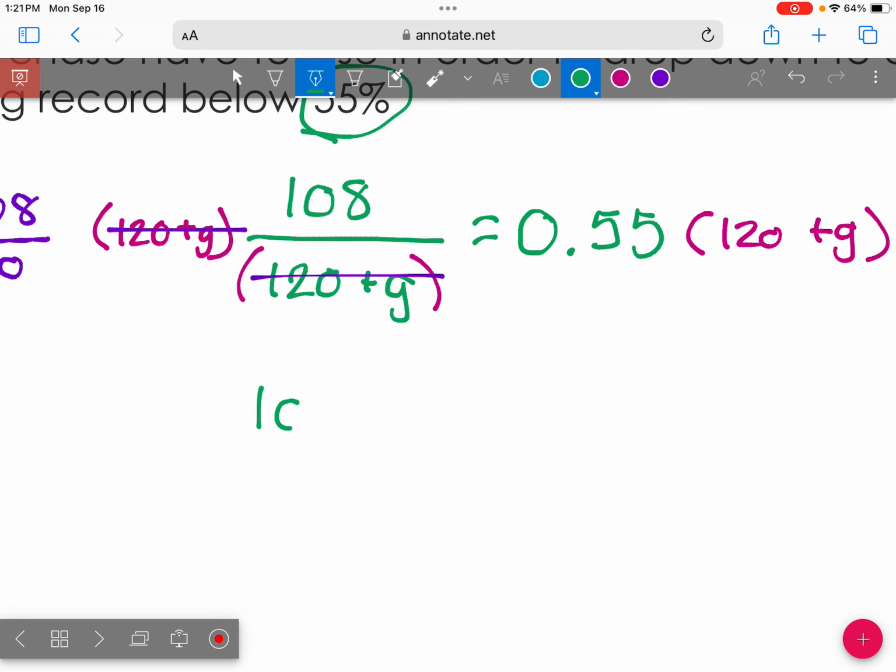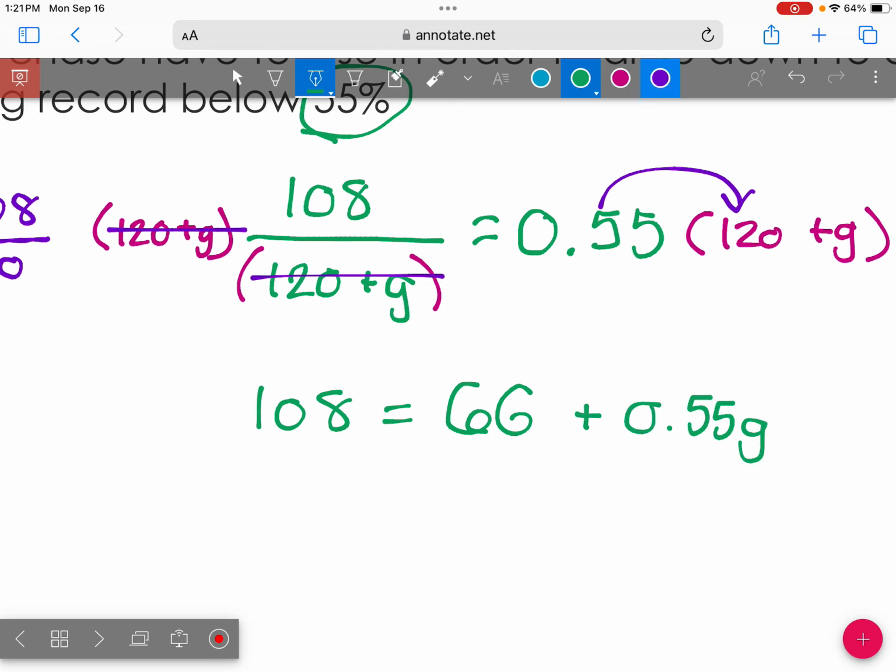So we have 108 equals, what do we get? 66, because we're doing this distribution at the same time. 0.55 times 120 gives us 66 plus 0.55 G, because we did that distribution as well. Then what should we do? Subtract 66 on both sides.